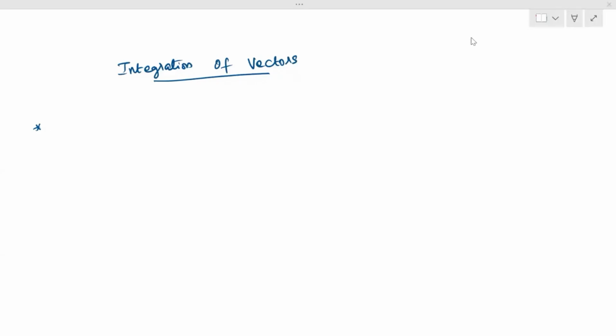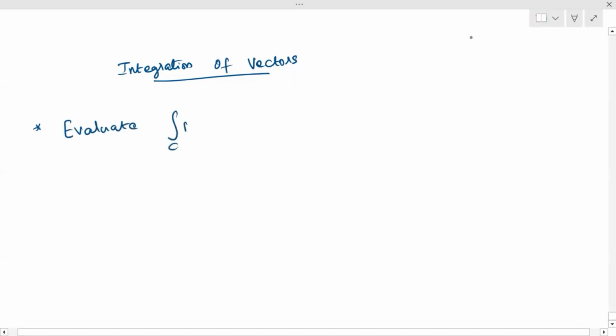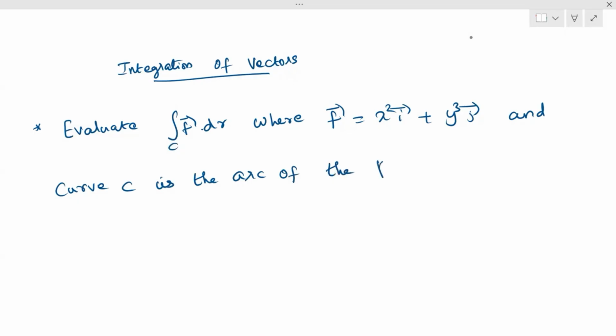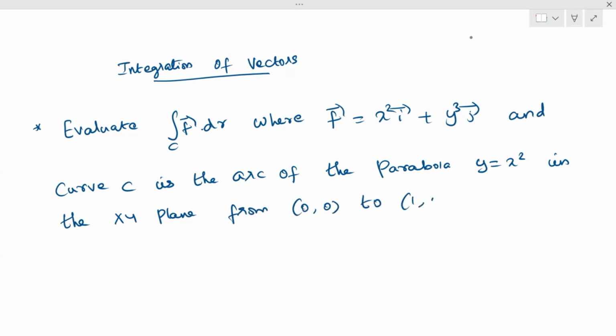Under integration of vector, here the problem is: evaluate the integral over C of F vector dot dr, where F vector equals x squared i plus y cubed j, and curve C is the arc of the parabola y equals x squared in the xy plane from (0, 0) to (1, 1).